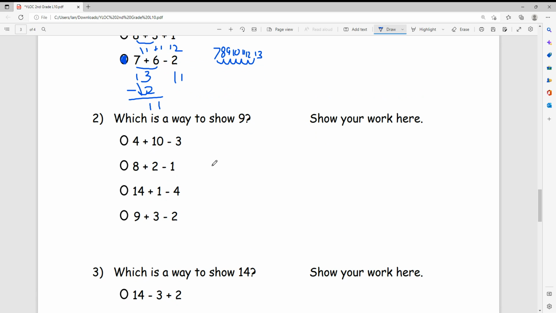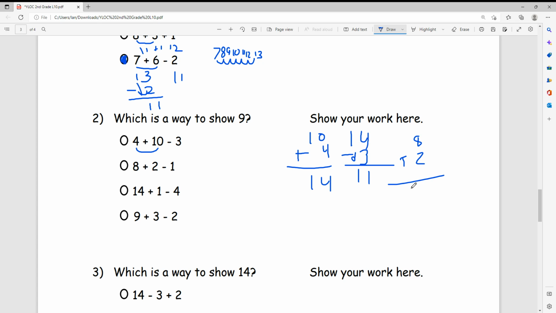Next is a way to show 9. So we do 4 plus 10. And just 4, 10 plus 4 equals 14. And then 14 minus 3. 4 minus 3 equals 1. And then drag the 1 down, so it's 11. And that's not 9. So next is 8 plus 2, which is 10. Minus 1, which equals 9. So you know that this one's our answer.